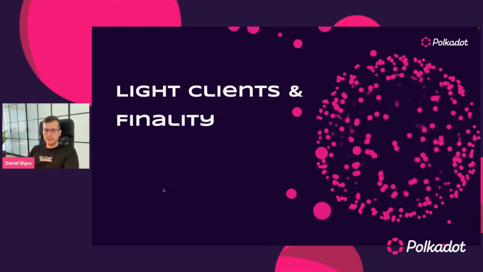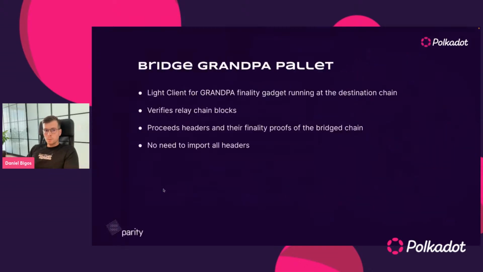Light clients and finality. For playing with finality, for playing with on-chain message verification, we have many pallets. The first pallet that we use is the bridge GRANDPA pallet. And that pallet can be treated as a light client for the source relay chain headers.